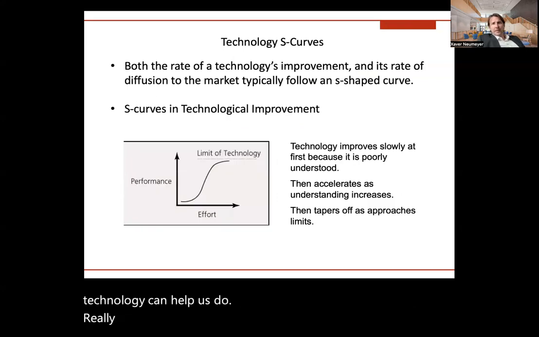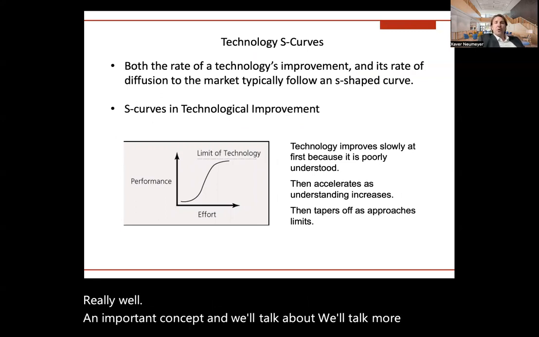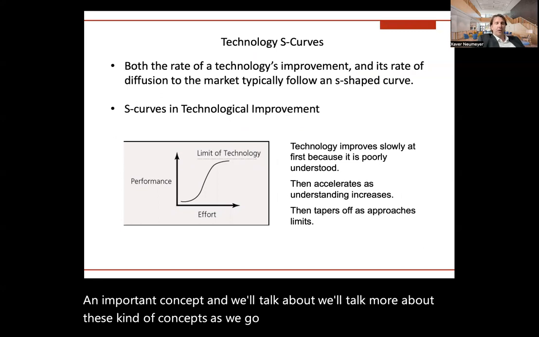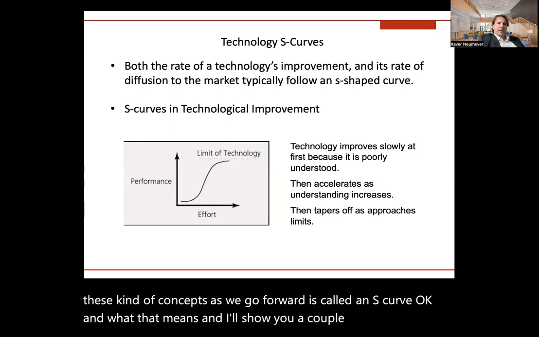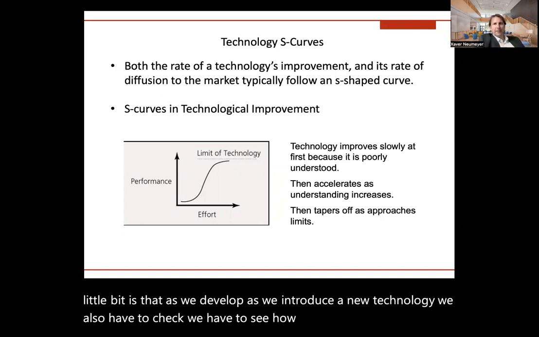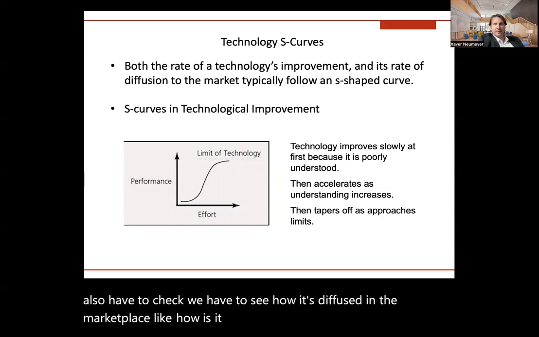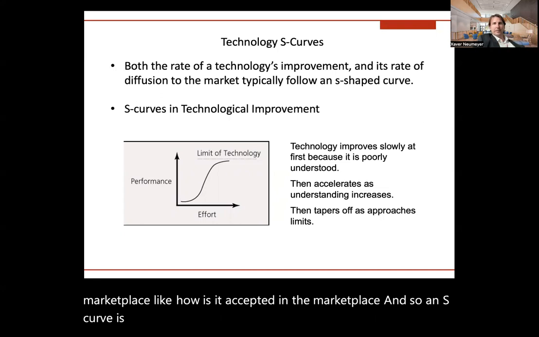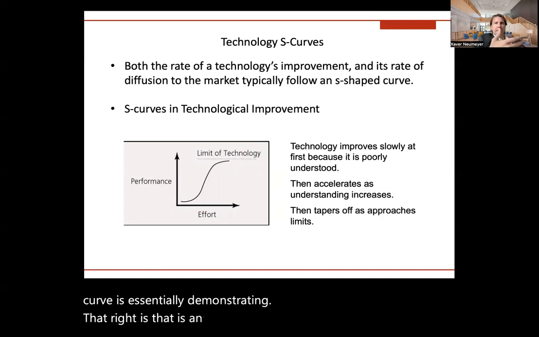An important concept, and we'll talk more about these concepts as we go forward, is called an S-curve, okay? What that means, and I'll show you a couple of examples in a little bit, is that as we introduce a new technology, we also have to see how it's diffused in the marketplace, like how it is accepted in the marketplace. An S-curve is essentially demonstrating that, right? It is an indicator of how these technologies are moving in the marketplace.